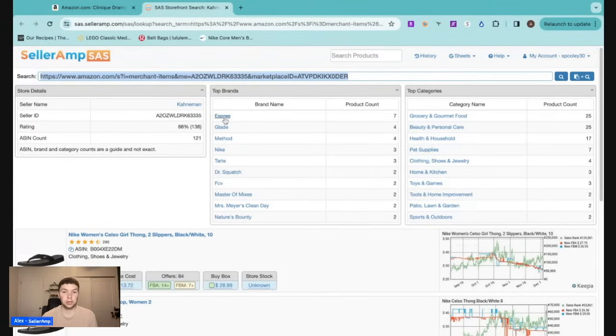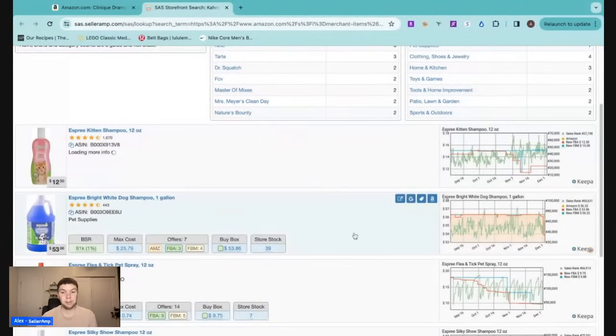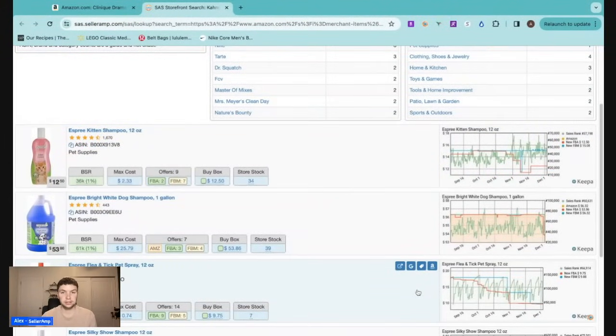So we're going to look at this top one. The most products that they have of a specific brand is this one here, Esprit. What we want to look for is to see, is Amazon on any of these listings, and then how well are these products actually selling? Maybe Amazon's not on a listing, but if it's a million rank, we're not going to be able to sell that anyway because it sells way too slow.